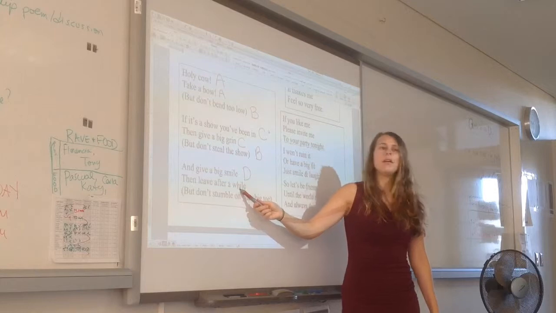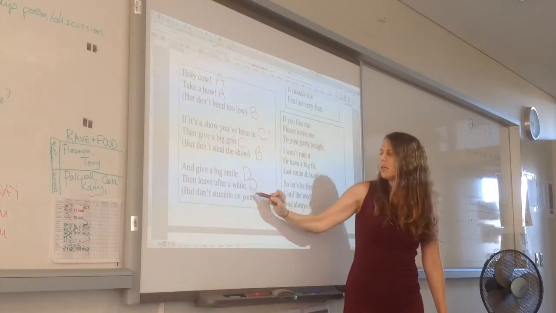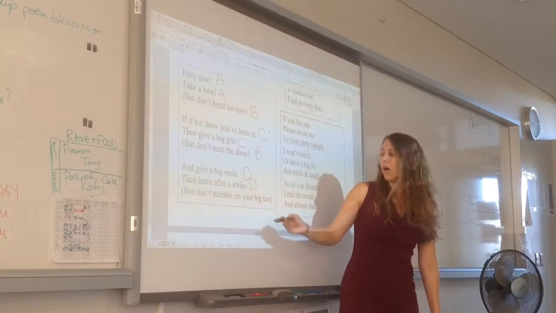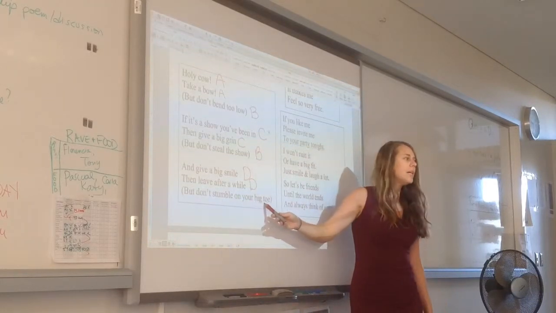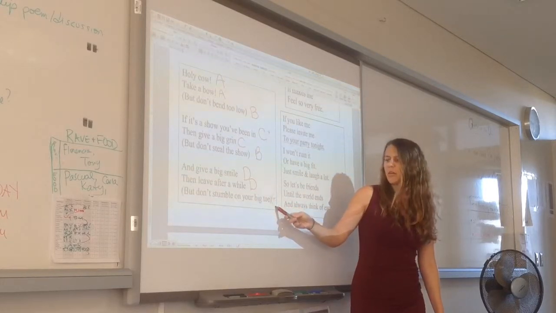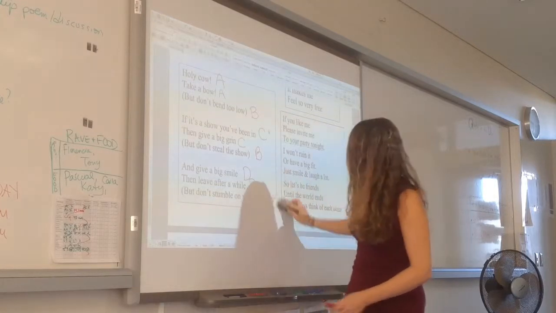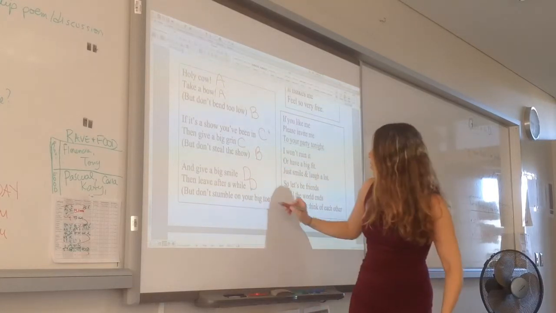What letter goes after C? Smiling wild. Smile and wild. But don't stumble on your big low. B. How come not E? Because it sounds the same as low, show and low above.